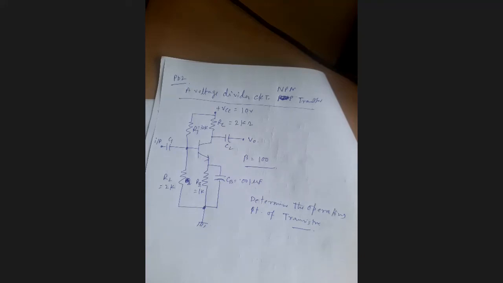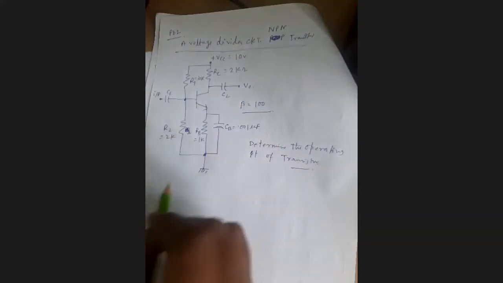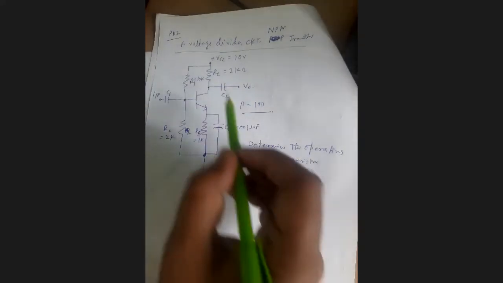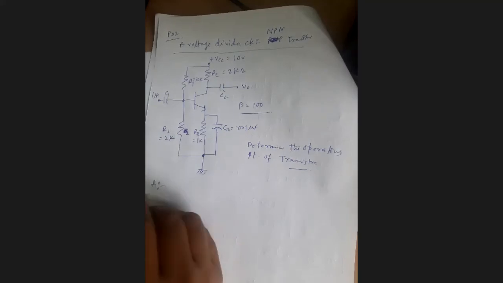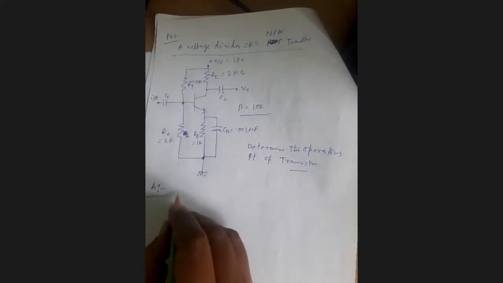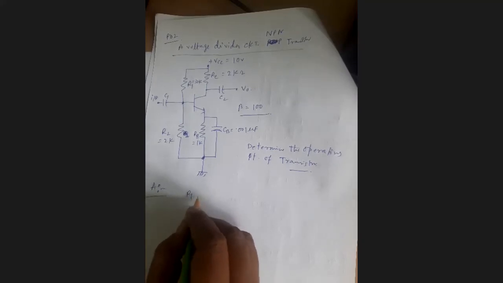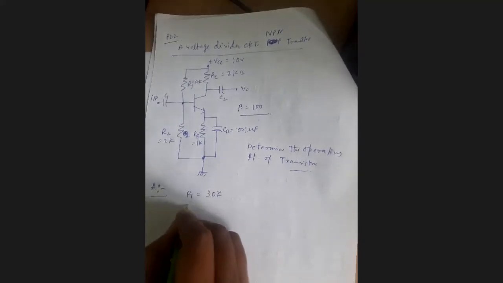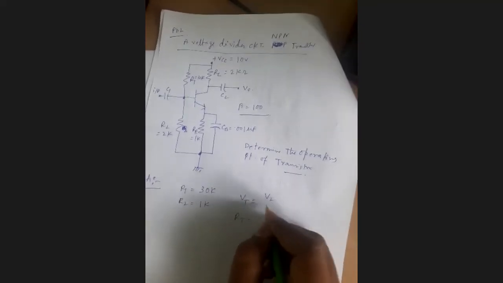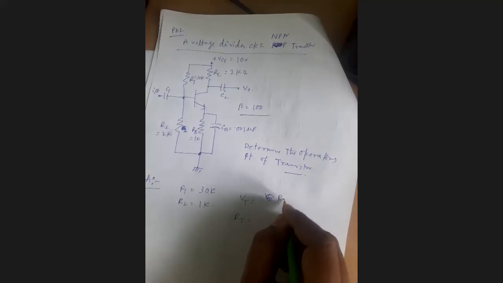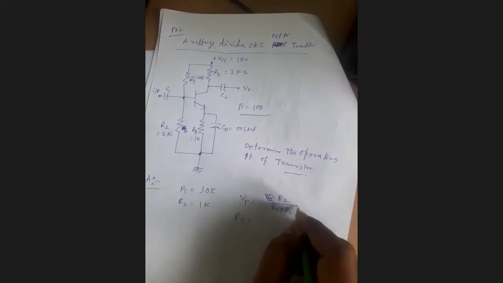So at first, what is the value of RT? It is a voltage divider circuit. Again, we draw the Thevenin equivalent. In the last session, we already discussed this type of circuit. If you know, then we will just draw the Thevenin equivalent circuit. Then Thevenin equivalent circuit, R1 and R2. The value of R1 is defined as 30K and R2 value is 1K. So what is the Thevenin equivalent voltage and Thevenin equivalent resistance? Tell me. VT equals R2 by R1 plus R2 into VCC, and RT equals R1 parallel R2.